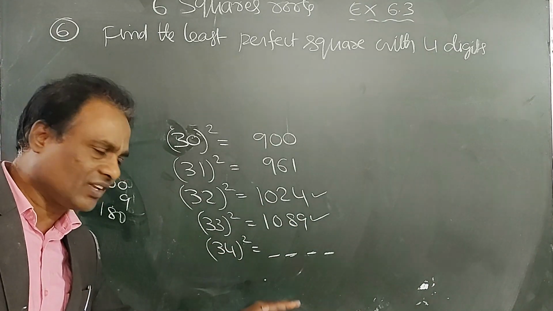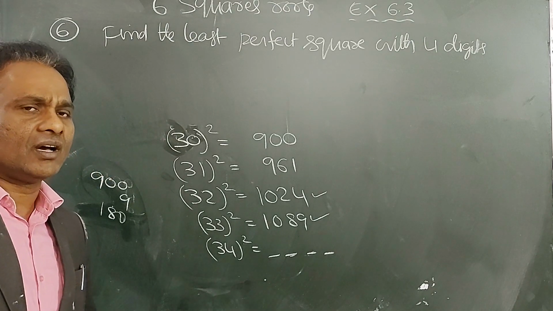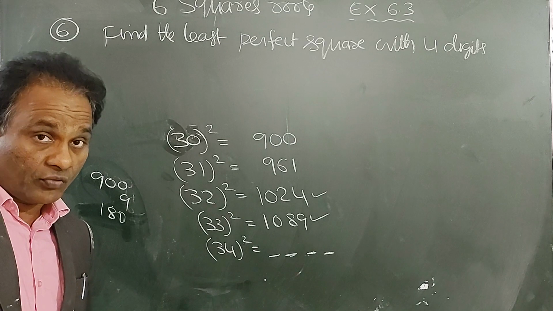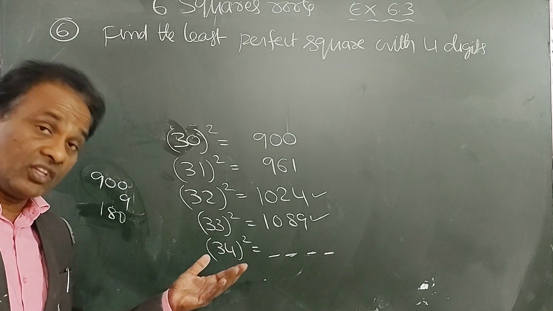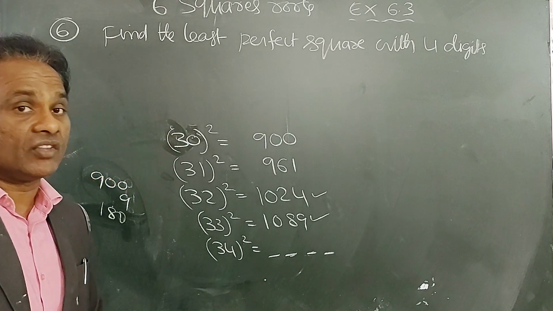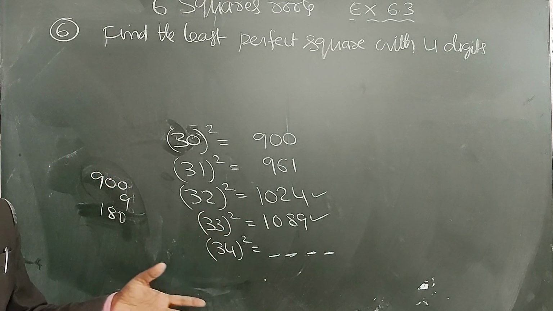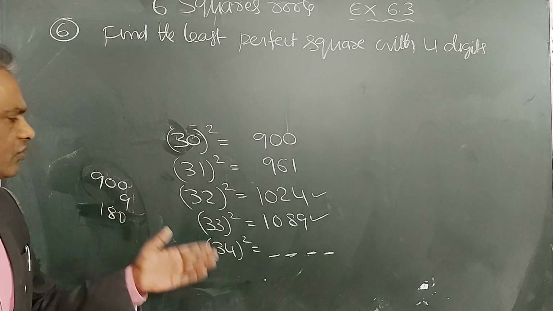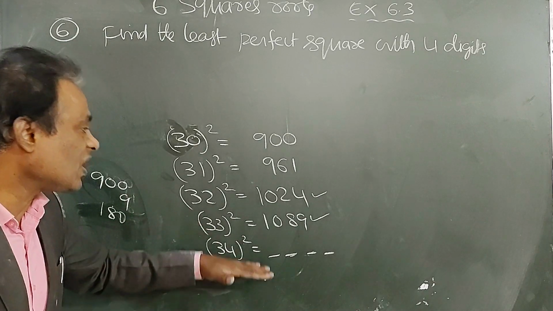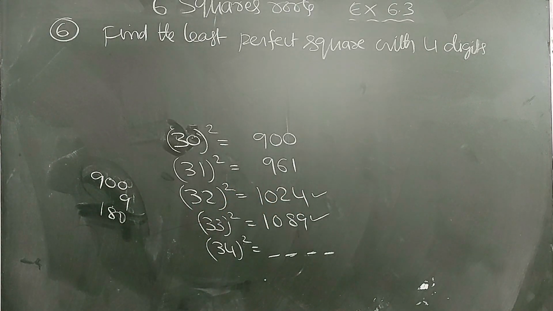Here onwards 35 square is also 4 digit number. 36 square is also 4 digit number. Like that even 40 square is also 4 digit number. 50 square is also 4 digit number. 60 square is also 4 digit number. Like that 70 square is also 4 digit number. Like that you will get 4 digit numbers up to maybe 100. So up to 99. But the least is this one, 1024.